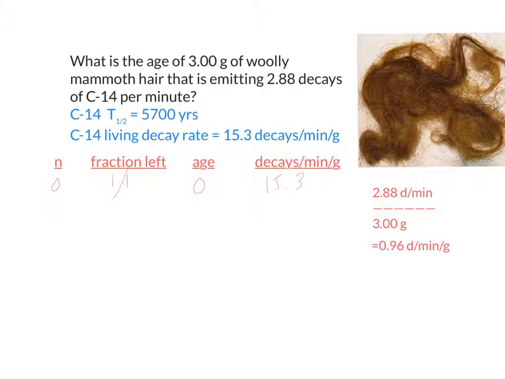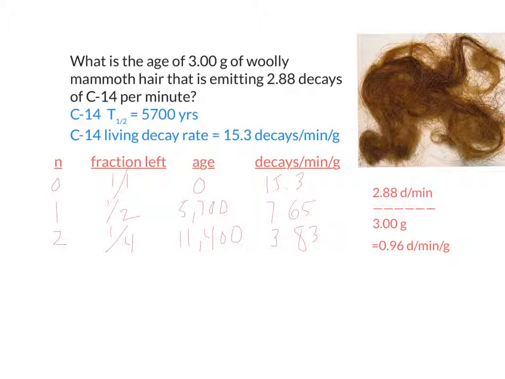Okay, next we're going to make the next row. After 1 half-life, we're going to be down to 1/2 of our original carbon-14, and now we get to put in the half-life, 5,700 years. The decay rate is going to end up dividing by 2, so we're going to end up with 7.65. We're not to 0.96 yet, so we're going to have to keep going. So we go through a second half-life. That brings us to 1/4, which is 11,400 years. And 7.65 will be cut in half yet again to 3.83.